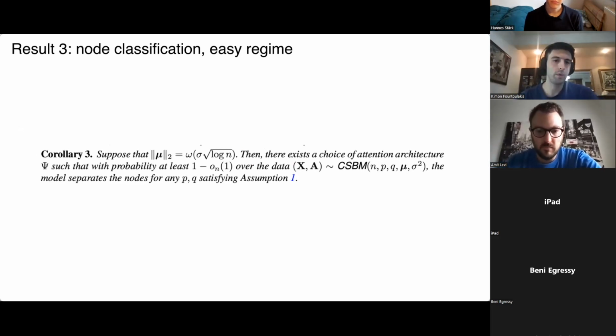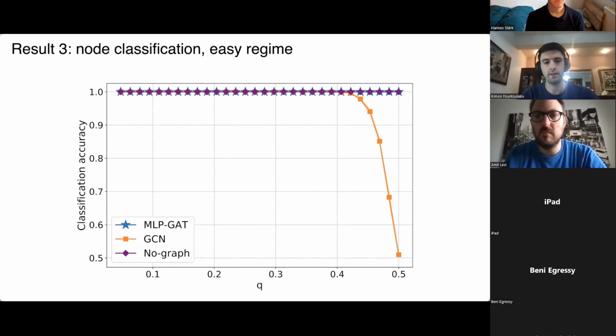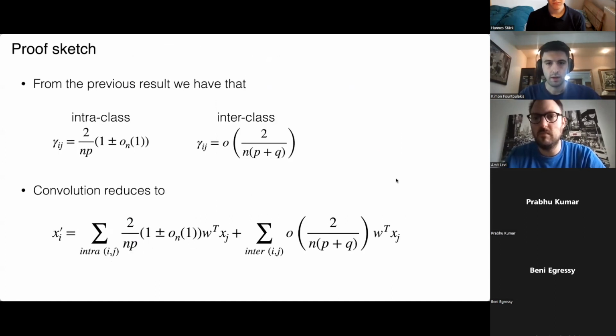So node classification. How do we use those gammas now in order to prove something about the nodes? Again, in the easy regime, if we use that constructed attention architecture, with probability very close to 1, we can show that GAT is able to perfectly classify the nodes for any P and Q. It's the same plot as in the informal part, so I shouldn't go over it again. It shows exactly that there exists a GAT architecture which for any Q, at least here what is shown up to P, is going to perfectly classify the data. GCN can't.